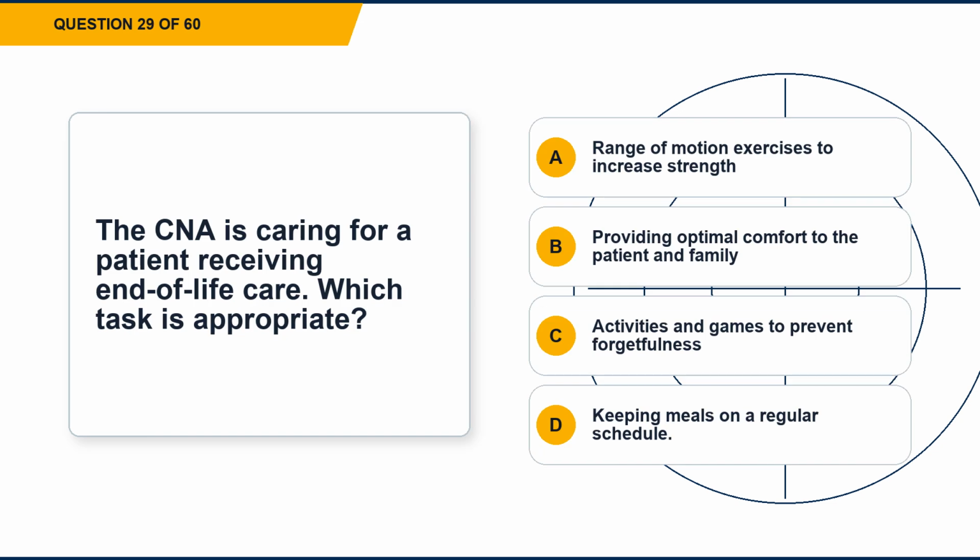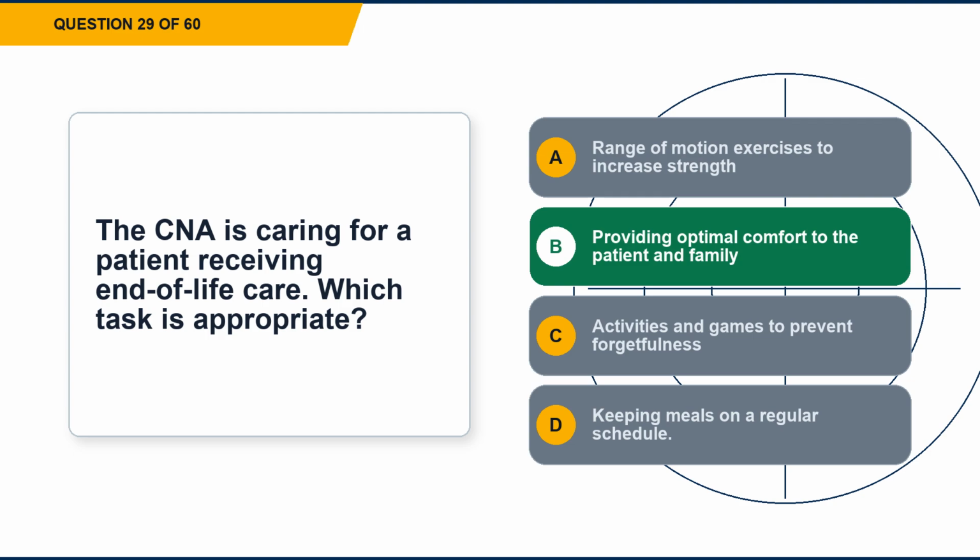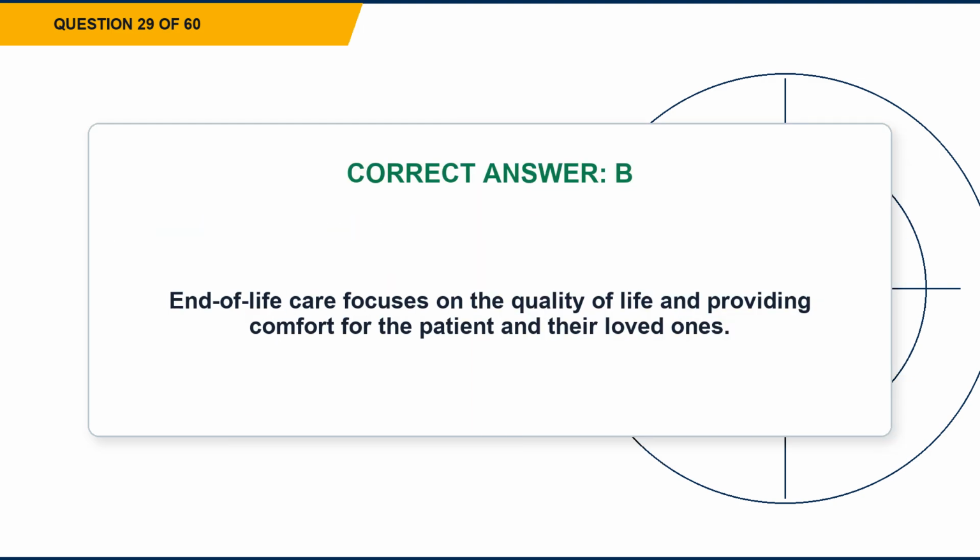Question 29. The CNA is caring for a patient receiving end-of-life care. Which task is appropriate? Option A. Range of motion exercises to increase strength. Option B. Providing optimal comfort to the patient and family. Option C. Activities and games to prevent forgetfulness. Option D. Keeping meals on a regular schedule. The correct answer is option B. Providing optimal comfort to the patient and family. Explanation. End-of-life care focuses on the quality of life and providing comfort for the patient and their loved ones.